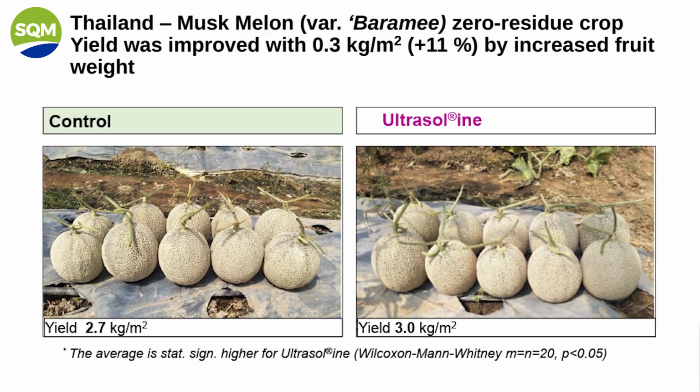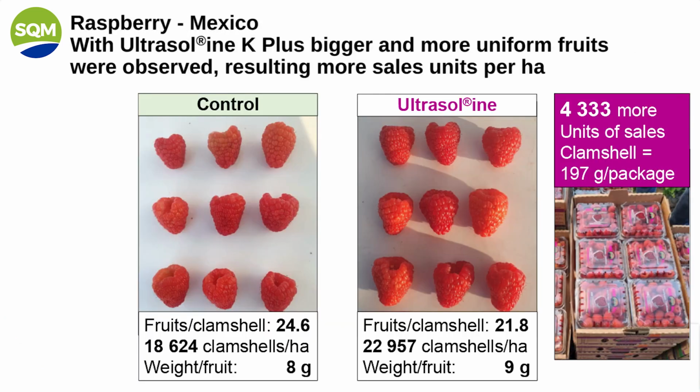Now, in retrospect, we think that what we hear back from practice from growers, which is mainly about a bigger fruit size, more uniform fruits, a better quality, shine, skin quality of the fruits, well, this may also be related with this property of iodine to improve pollination success. And for instance, this is the case of a muskmelon grown in Thailand in a zero residue crop. And here we had 11% yield increase, and this was solely due to bigger fruits.